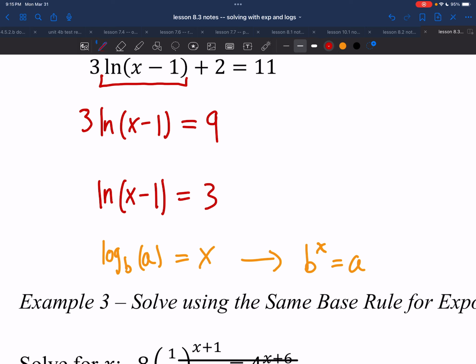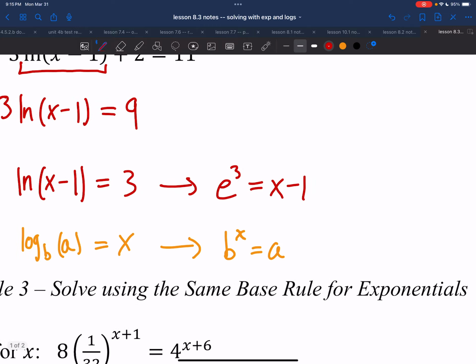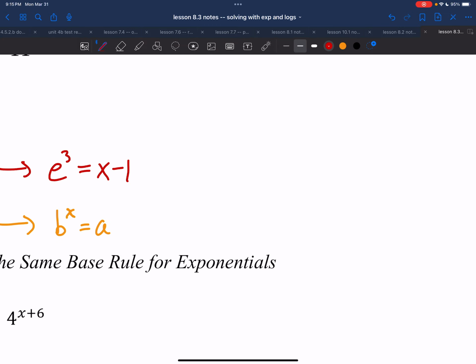So what is the base for natural log? Natural log has base e. So we're going to use e to the power of, the exponent here would be the cube, and this is equal to x minus 1. So x minus 1 equals e cubed.